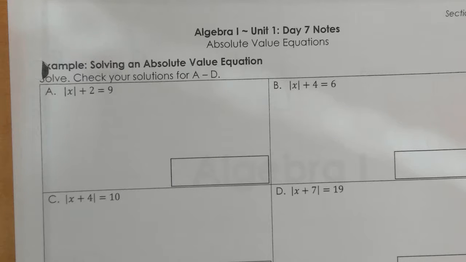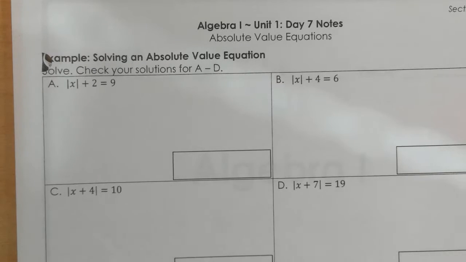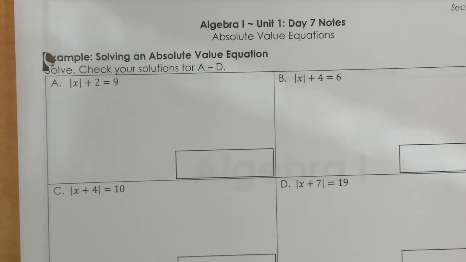So for Unit 1, Day 7 notes, this is the last day of notes in our packet. Our goal is to solve for x in absolute value equations. And hopefully you understand that when you have absolute value, it's measuring a distance, which means you cannot have a negative answer or a negative solution.